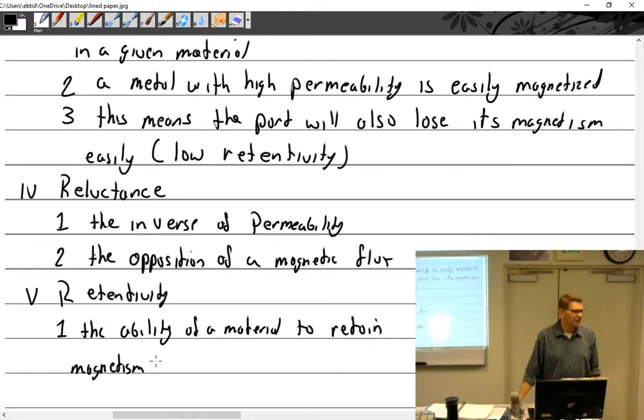So high reluctance means high retentivity. Low reluctance means low retentivity. So what's the difference? Why even have reluctance then? Oh, I don't know. Easier math. Another word to get you all confused.